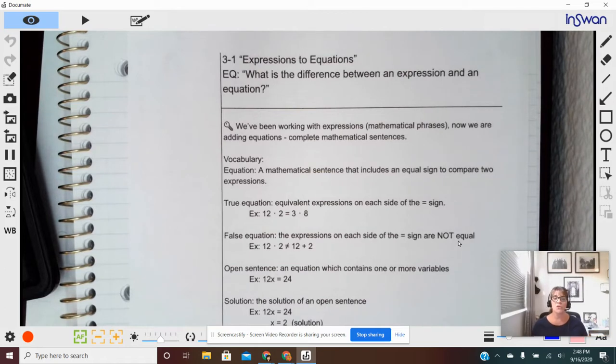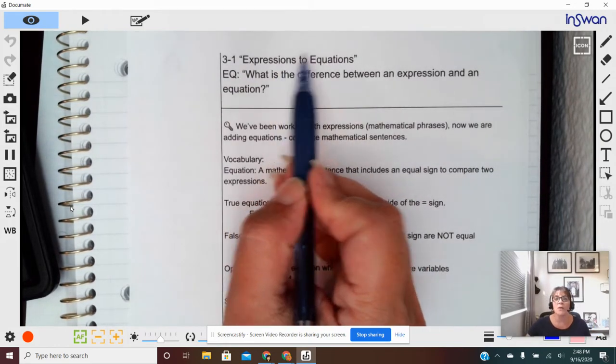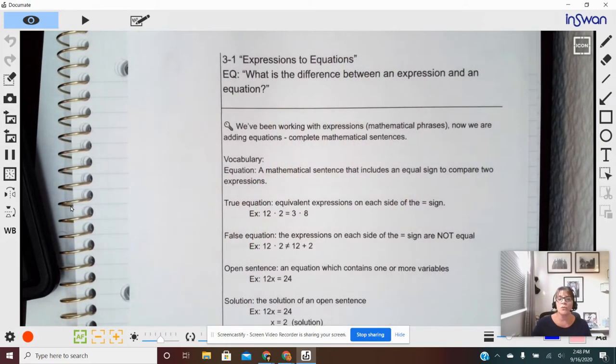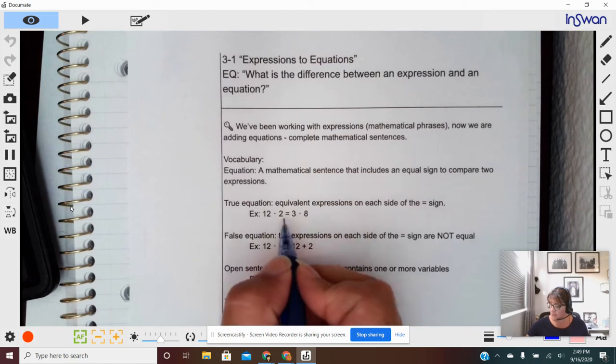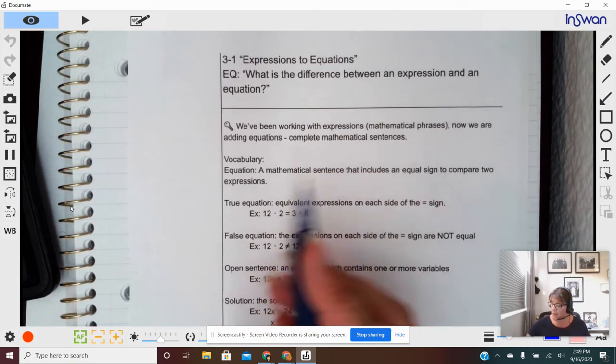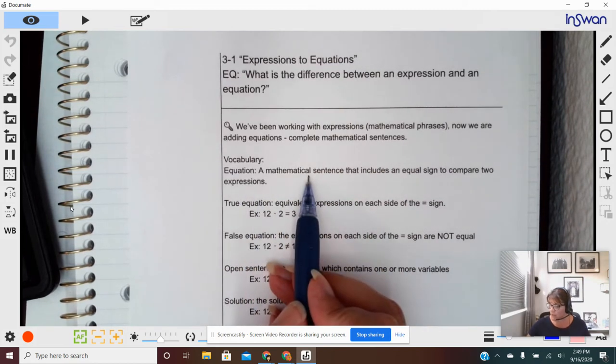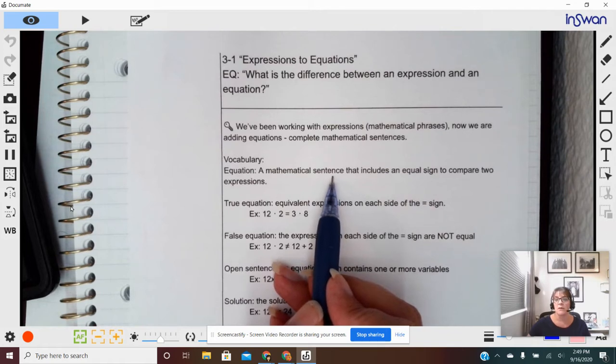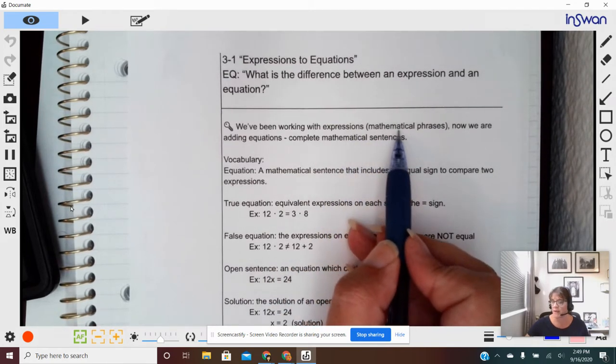Now, this lesson, 3-1, is very vocabulary based. Okay, so we're talking about really the difference between expressions and equations. And you will remember that I said in class, okay, that the big difference is the equal sign. Okay, an equation is a mathematical sentence. Okay, an expression is a mathematical phrase.